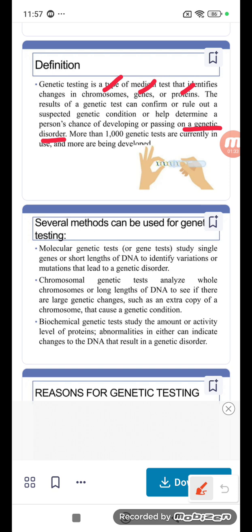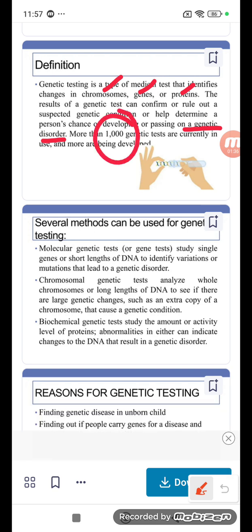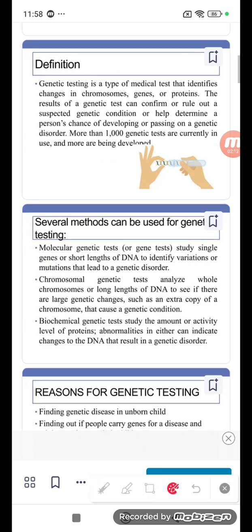So in total, how many genetic tests are there? Approximately more than 1,000 genetic tests are currently available, and some are under development. So what are the genetic tests? Genetic tests are mainly of three types. There are a lot of genetic tests, but we'll go with the three mentioned. Every genetic test is related to the basic structure they identify. One is molecular genetics, the second is chromosomal genetics, and the third is biochemical genetics. In total, three different types of genetic tests are available.